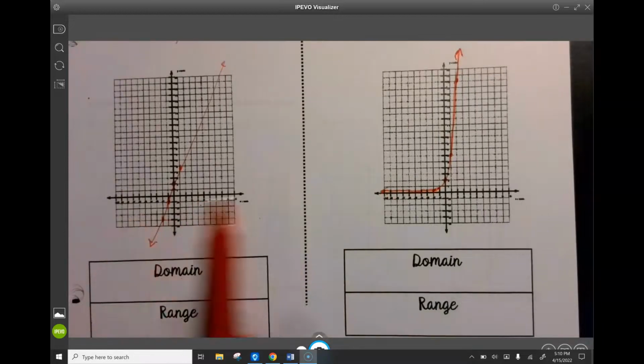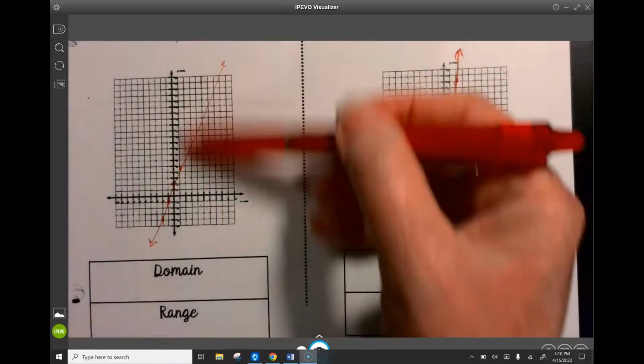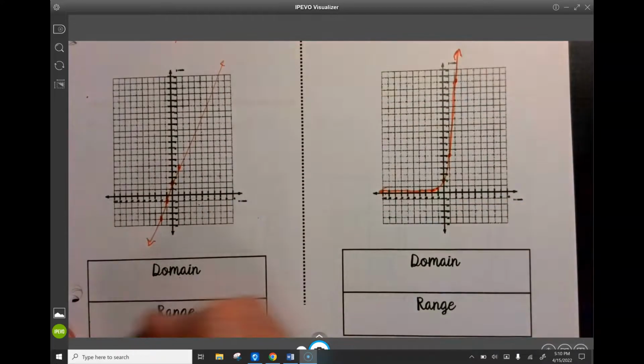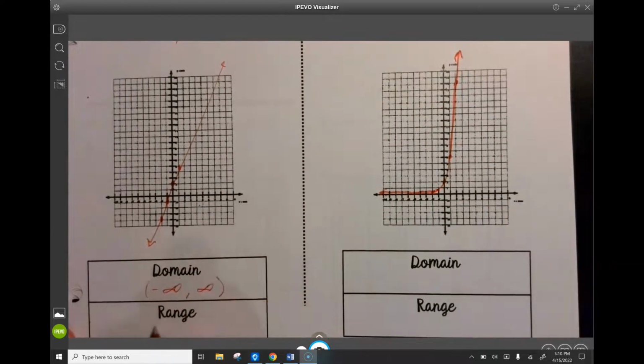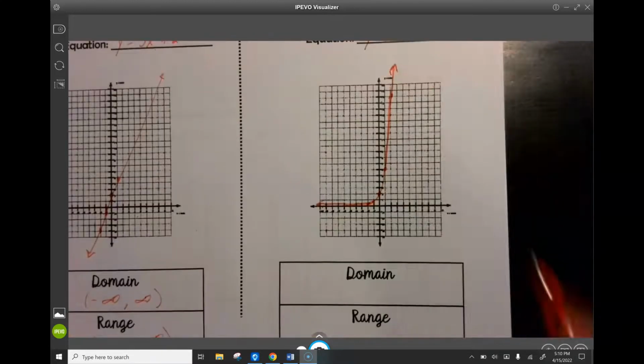Now let's talk domain and range, just because we should always talk domain and range. So what's happening with my x values? Any restrictions? Nope. Any restrictions on y? Nope. So therefore, my domain is negative infinity to infinity. My range is negative infinity to infinity, and that's usually true with lines. Now with exponentials, we know what happens. We have that asymptote.